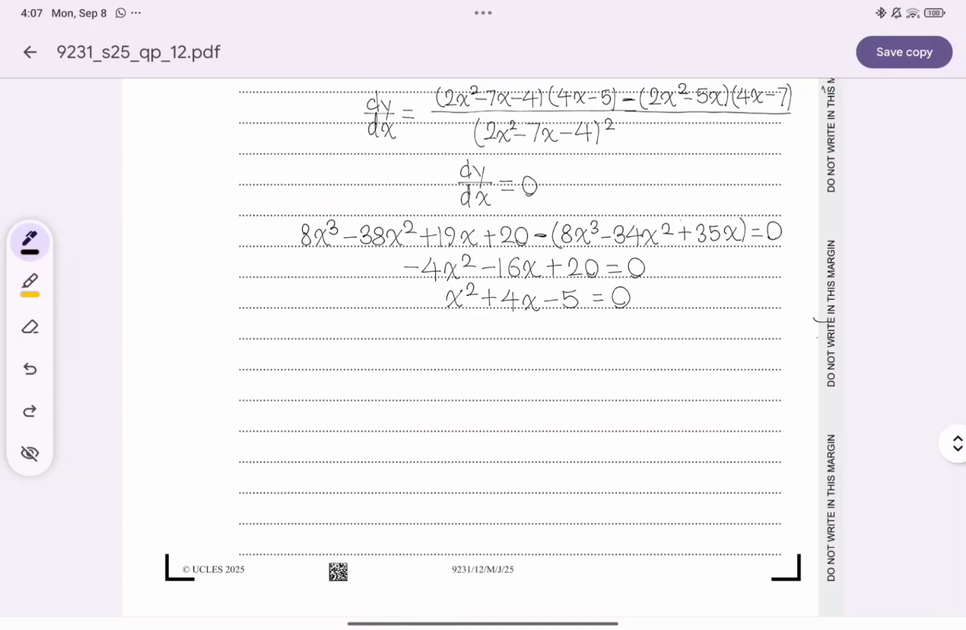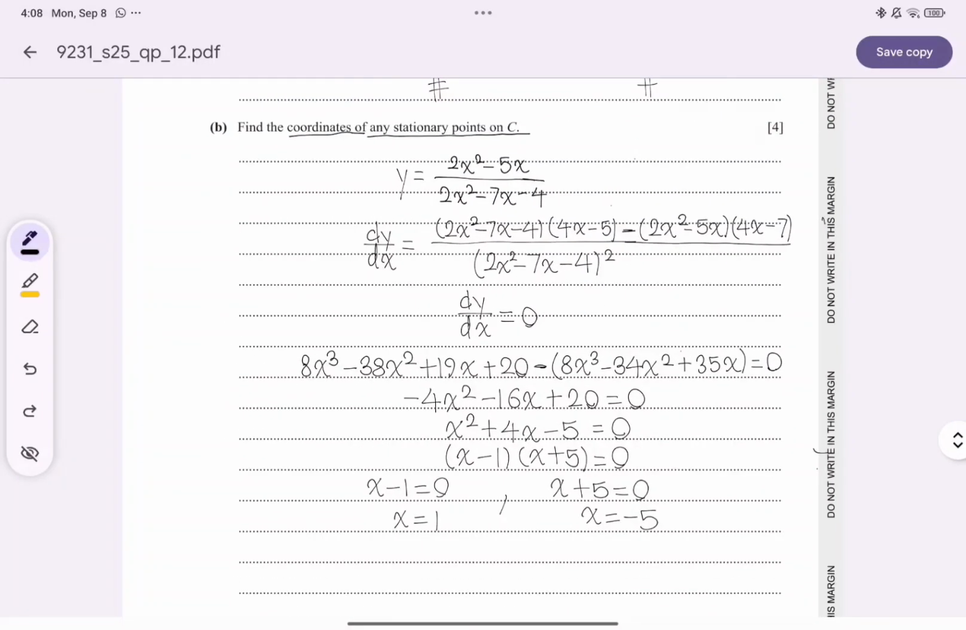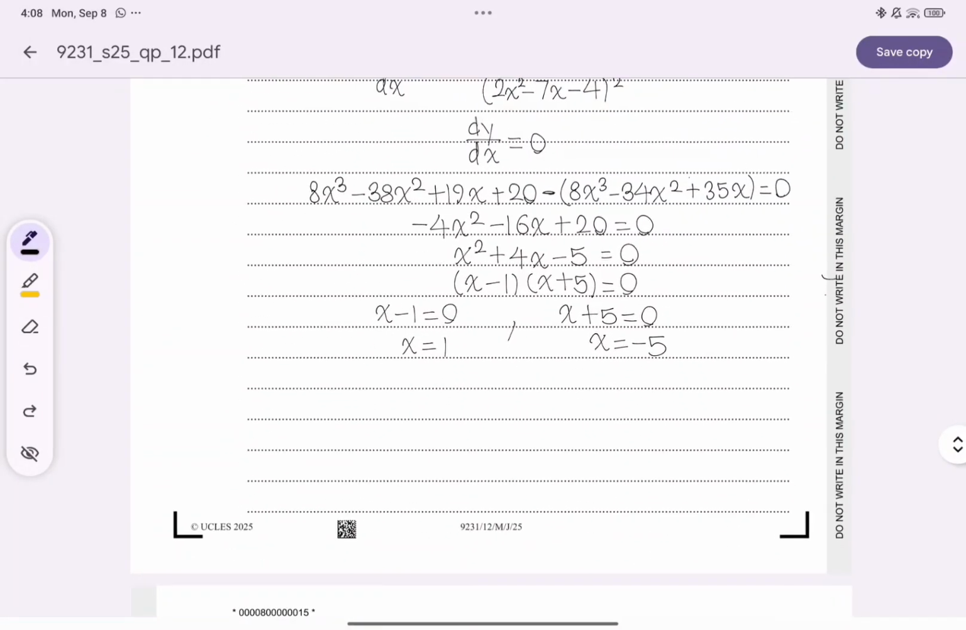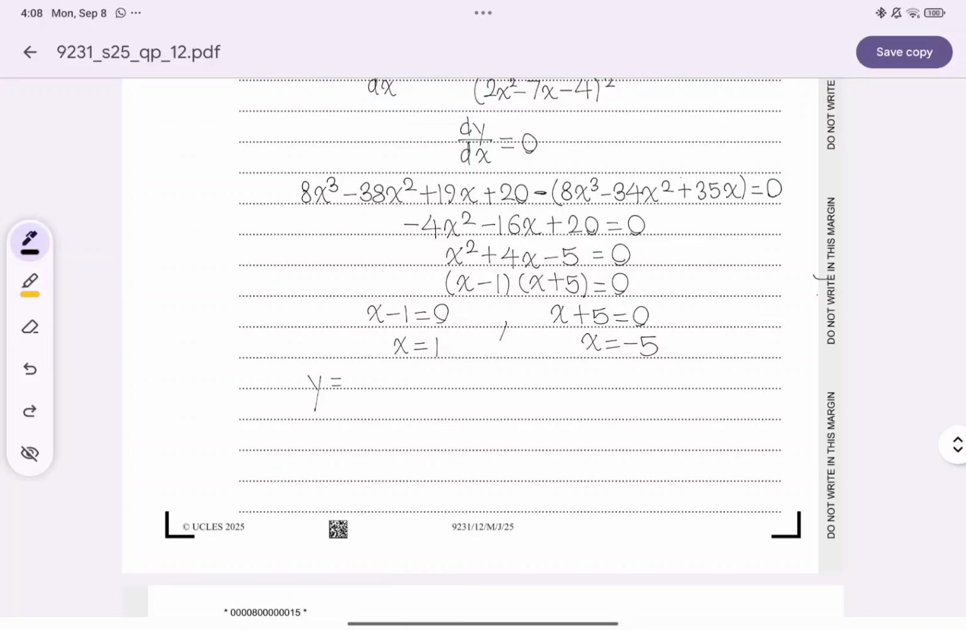So solving this, just type it into your calculator or factorize. So x minus 1 times x plus 5 equals to 0. So x minus 1 equals to 0, x equals to 1, and x plus 5 equals to 0, x equals to negative 5. But here we want the coordinates, so we have to also find the respective y values.